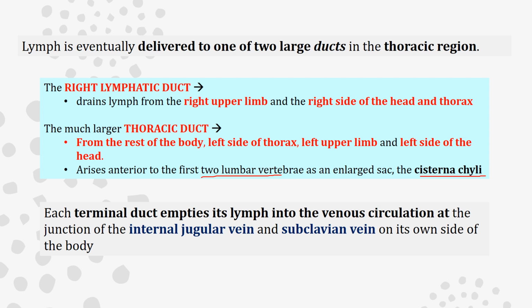So each duct will eventually empty its lymph into the venous circulation at the junction of the internal jugular vein and the subclavian vein on its respective side. That means the right lymphatic duct will empty at the junction of the internal jugular vein and subclavian vein on the right side, whereas the thoracic duct will empty it on the left side.